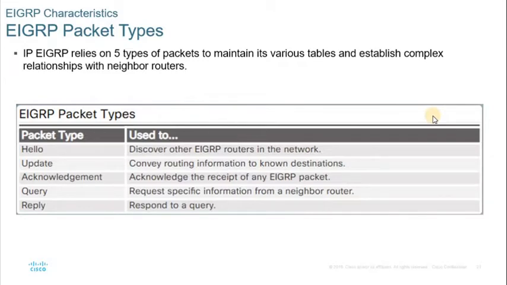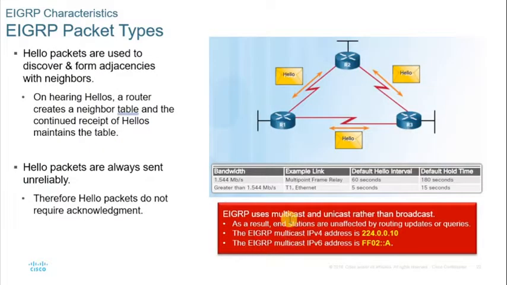Some of which are used in pairs. The EIGRP packets are sent using either RTP reliable or unreliable delivery, and can be sent either unicast, multicast, or sometimes both. Take note of that. Again, that's hello, update, acknowledgement, query, and reply. Let's take a look at the hello packets first.